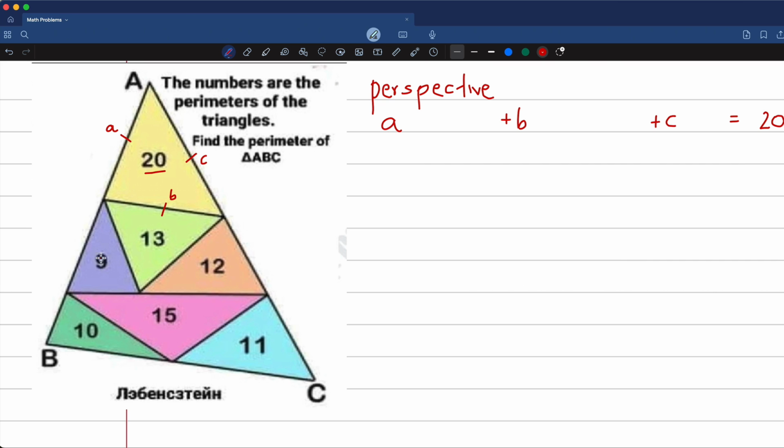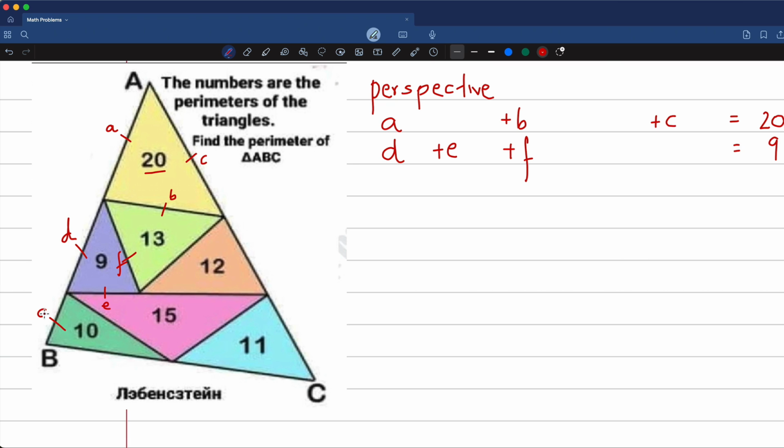Let's take the purple triangle, which is going to be D, E, and F. Right, so I'm going to have F here, I'm going to have E here, and I'm going to have D here. All these three things together is 9. Let's take the next one. We finished with D, E, F.